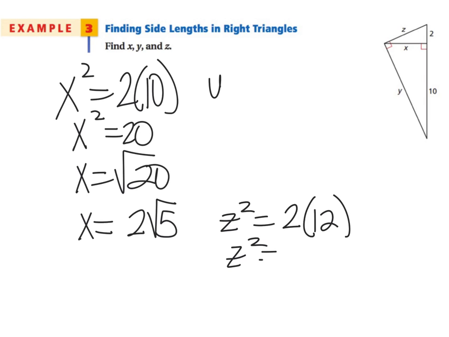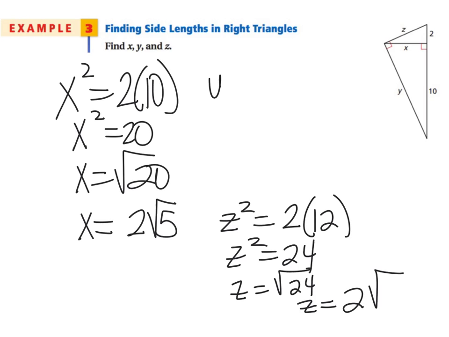So z squared equals 24. z equals the square root of 24, which means z equals, let's see, square root of 24, that'd be 4 and 6, so that'd be 2 rad 6. So we get 2 rad 6.